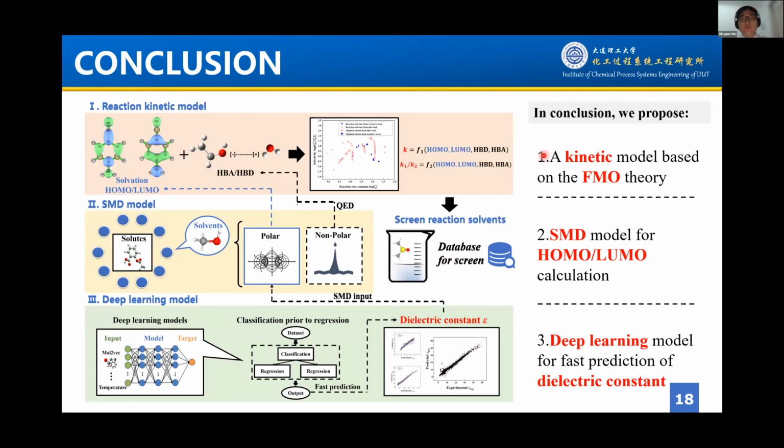In conclusion, first, we propose a kinetic model, which is based on the frontier molecular orbital theory. The frontier molecular orbital theory has two descriptors, which are the HOMO and LUMO energies. We use the solvation model based on density to calculate these. But the solvation model based on density has a lot of descriptors, and one of the most important is the dielectric constant. So we establish a deep learning model for faster prediction of dielectric constant to facilitate the high throughput screening of reaction solvents.